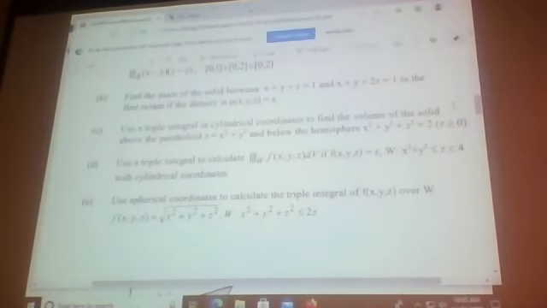Okay. There's 3E, spherical components. We want the triple integral of the square root of x squared plus y squared plus z squared over the solid W. That's a little different: x squared plus y squared plus z squared less than or equal to 2z.